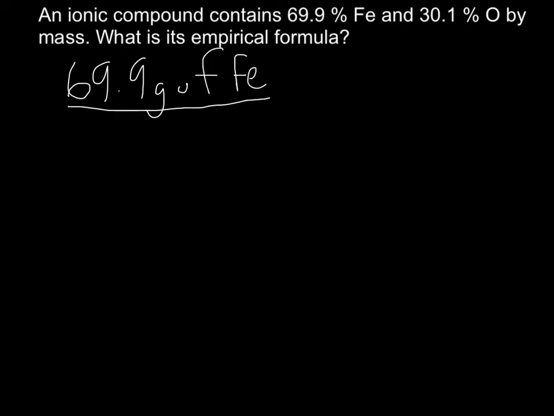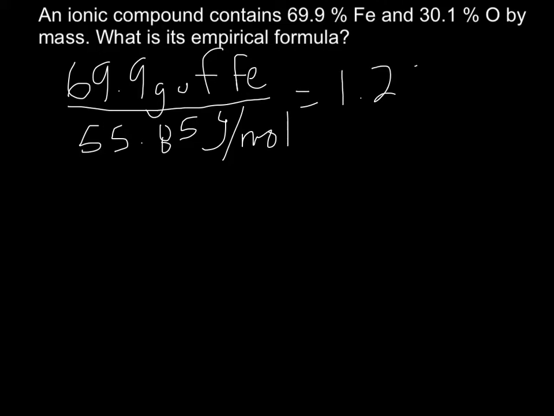Divided by, and so I'm going to figure out how many moles of iron I have here. So I'm going to convert my mass to moles: 55.85 grams per mole equals 1.252 mole.